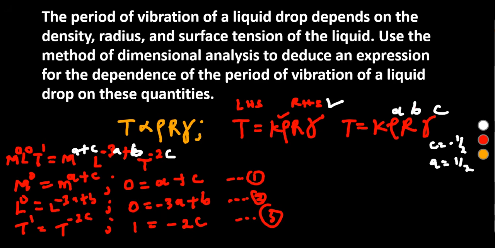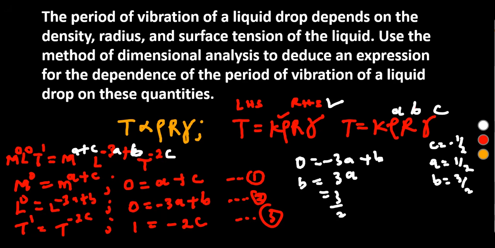So if A is half, let us look at equation 2. Equation 2 says that 0 equals minus 3A plus B. In this case, we look for B. So making B subject of the formula, this will be 3A, and we have gotten A already to be half. So this is 3 upon 2. So B will now be 3 upon 2.